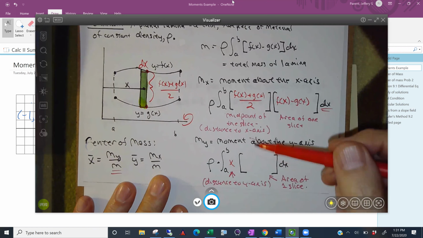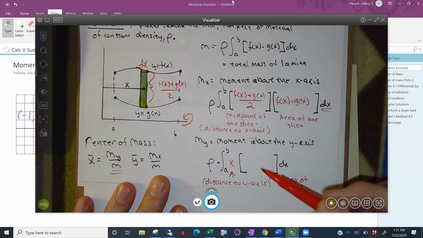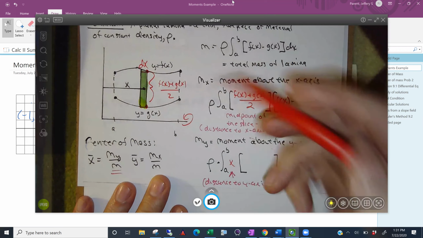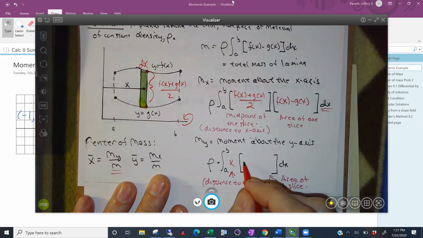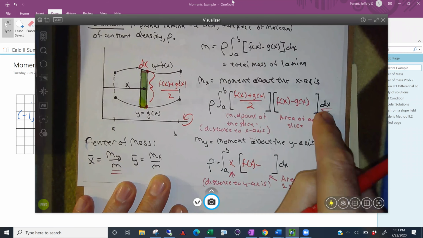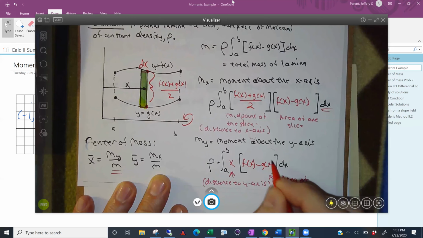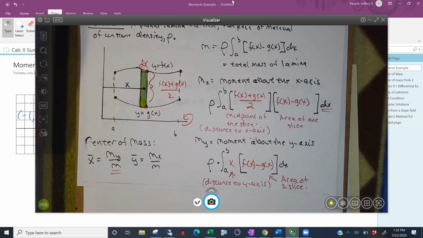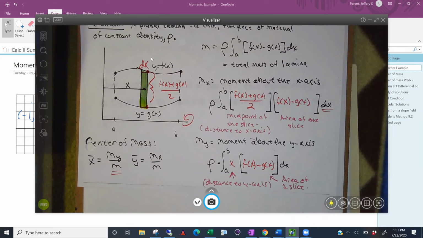In the y direction, the area of that one slice is going to be the height times the thickness. And the height is just going to be exactly what it was up here: f of x minus g of x times dx. So that's what you're going to set up for any particular centroid, center of mass. So that's where we're headed, is working with these things.